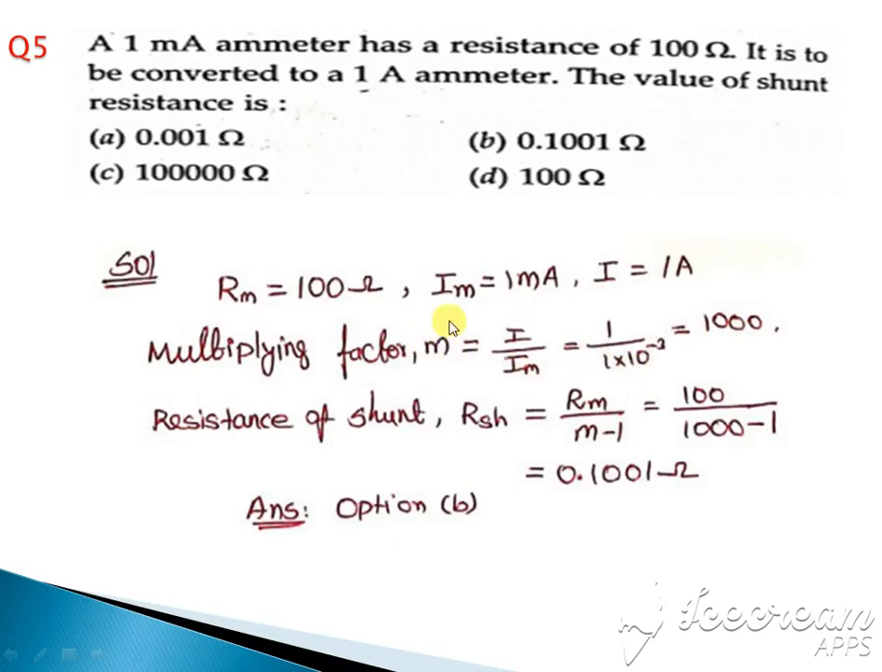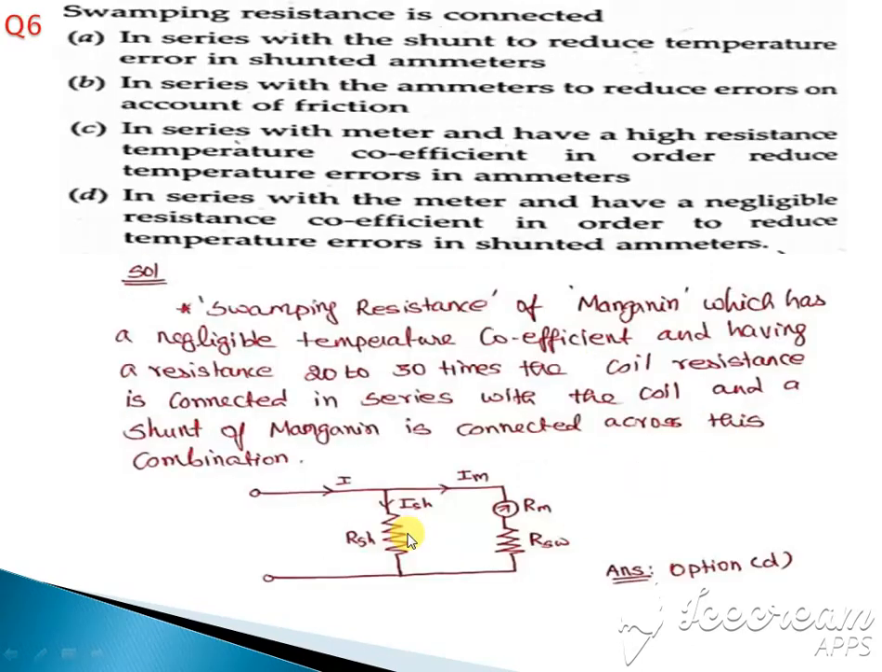Remember that the m value is always greater than 1. So 1 divided by 1000. The resistance of the shunt is given by the formula Rsh equals Rm by m minus 1. So 100 divided by 100 minus 1. The answer is 0.1001. So option B.